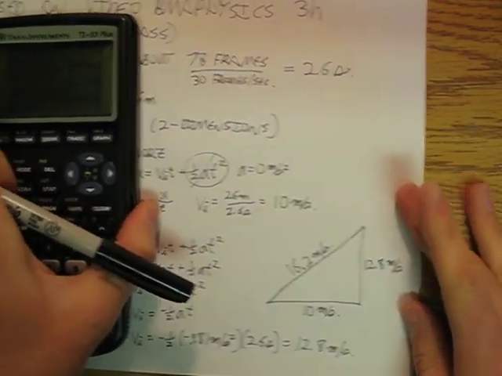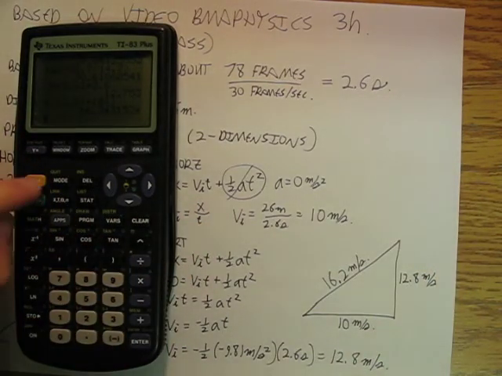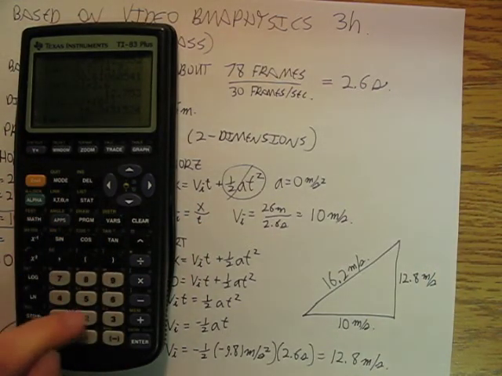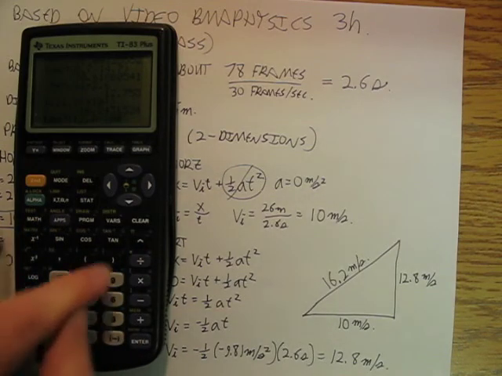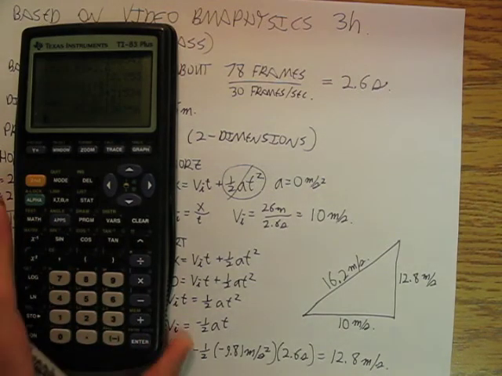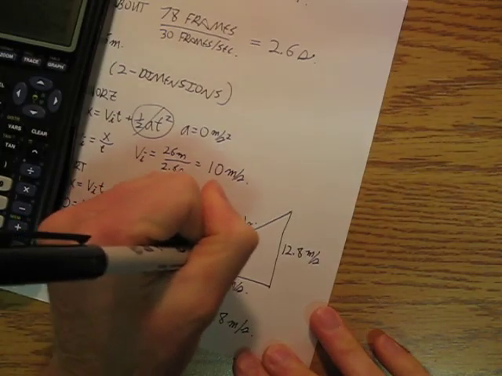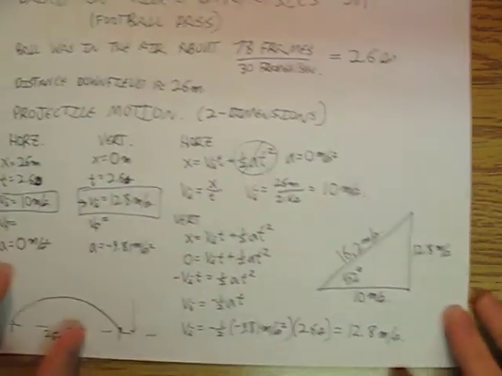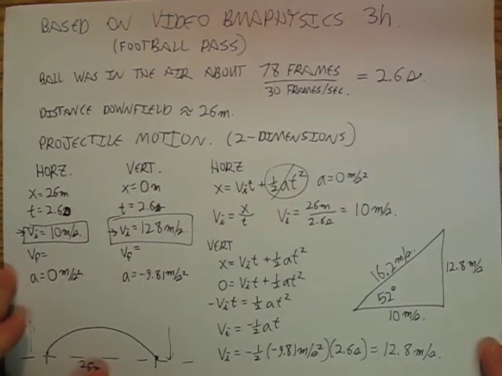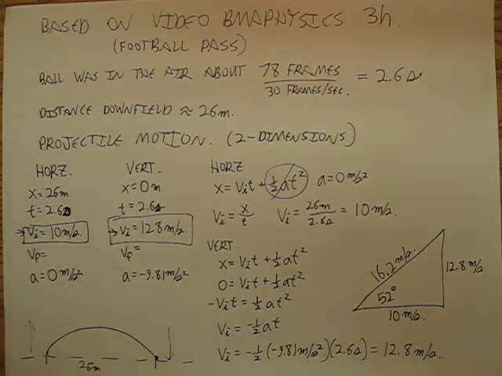And then I'm going to use an inverse tangent, so I'm going to do shift tan of 12.8 divided by 10. I'm going to get 52 degrees. So, what I have just determined from that video and my estimates is that the thrower of that football threw the football at 16.2 meters per second at an angle of 52 degrees above the horizontal. And that concludes that example problem.